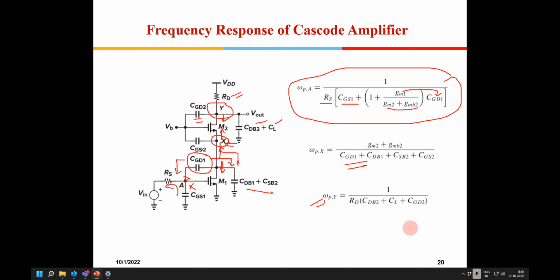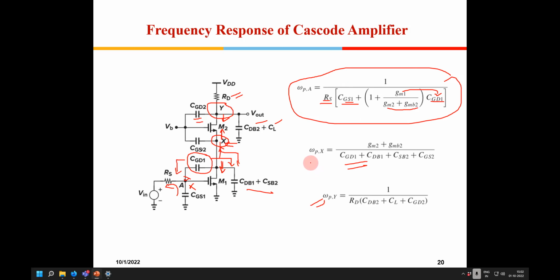Again, there will be no Miller effect out here, so they will not really cause a problem. RS into CGS and RS into CGD are the ones which will determine the dominant pole. Okay, so this is about the cascode amplifier.